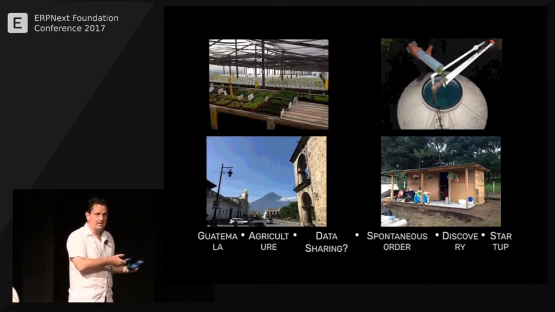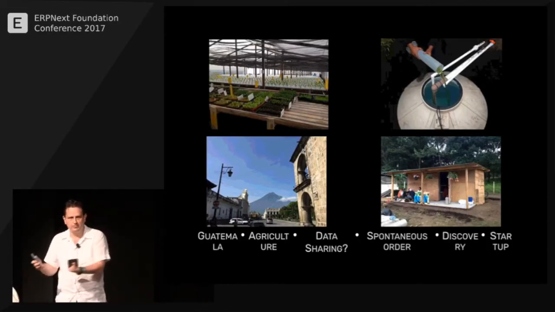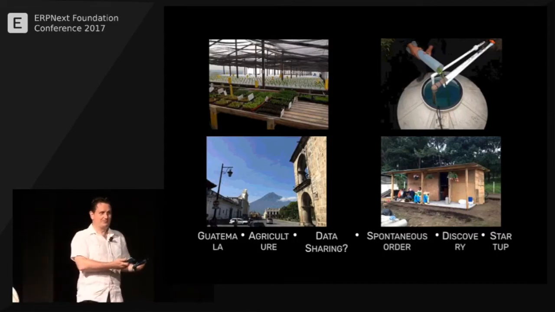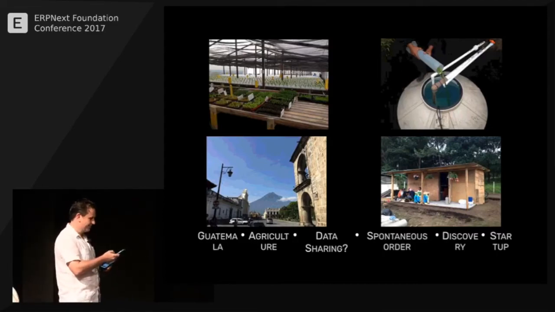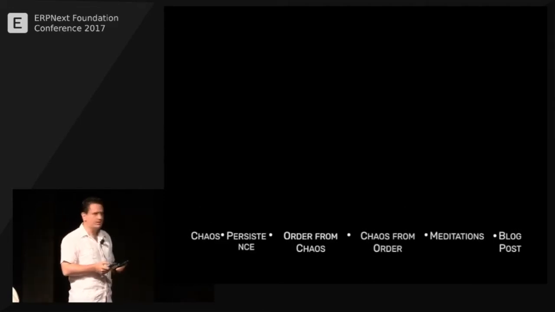And obviously it has. But the only issue that remained in my head is when the time to move from the startup Excels would come, which ERP software would I get? So I would need to get a lot of data to make decisions. So of course, this is chaos, persistence, order from chaos, chaos from order afterwards, and some meditations and an interesting blog post that I found.